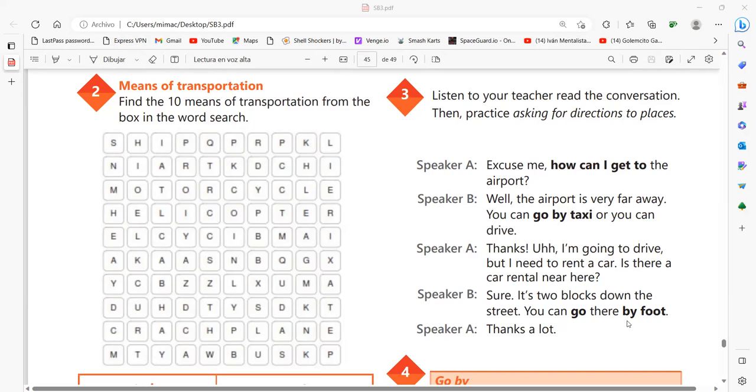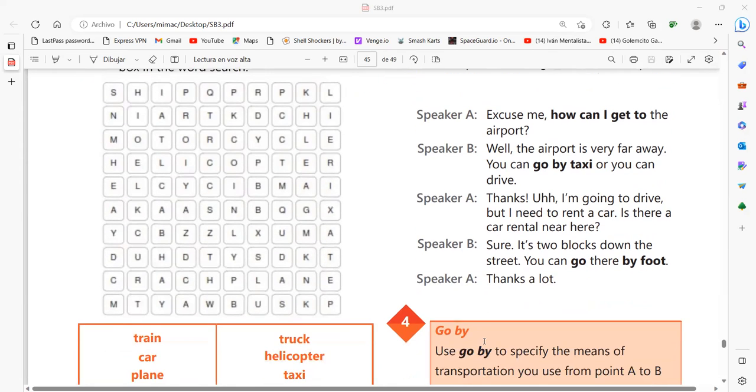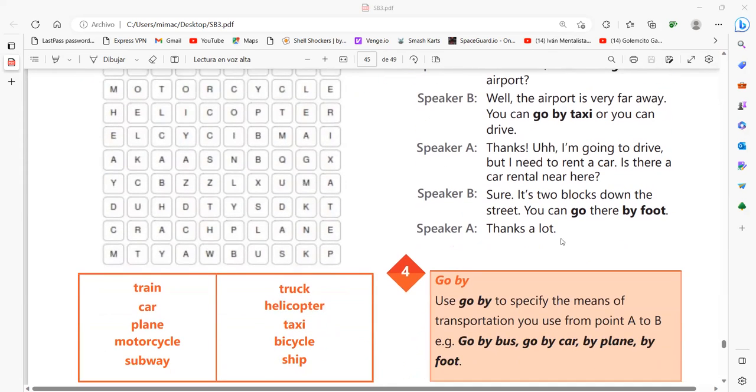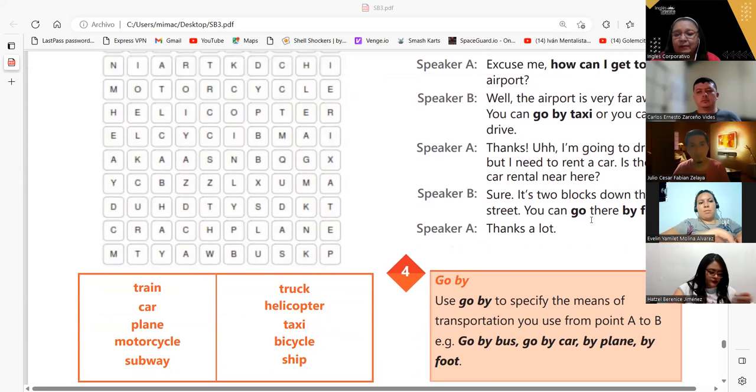Thank you. Only let's remember that we say by foot, by taxi, by car, by plane, okay? And here, Ms. Hetzel, are you here? Yes. Okay. Would you please help me reading the information that we have in this box in exercise number four?